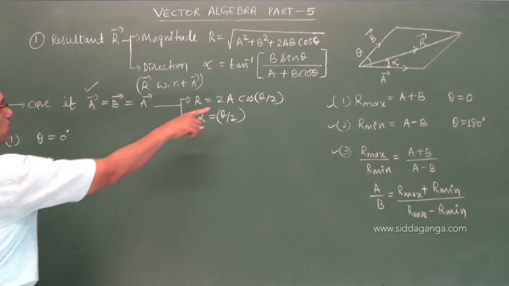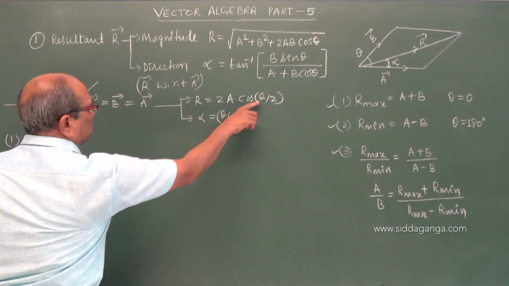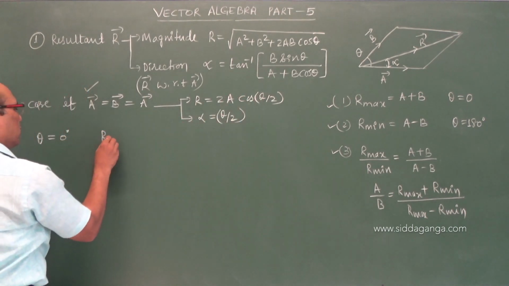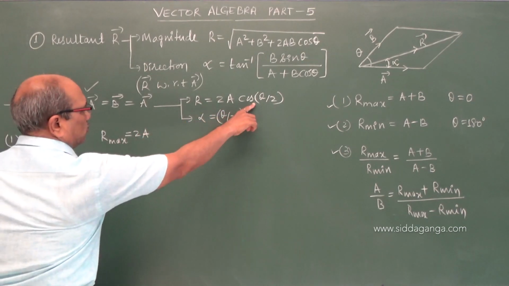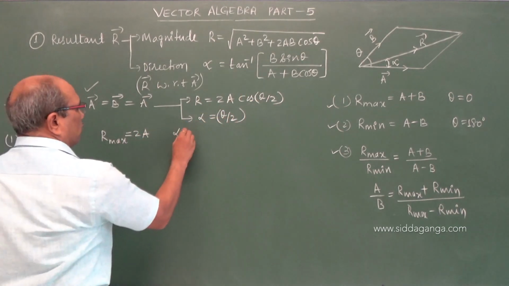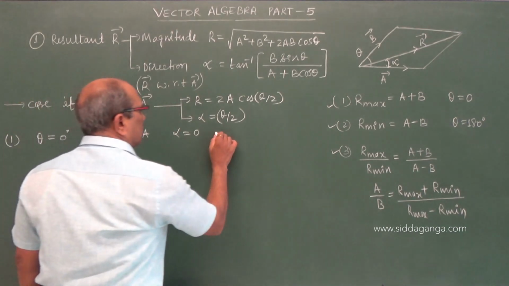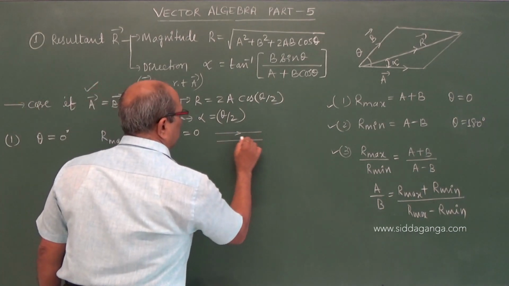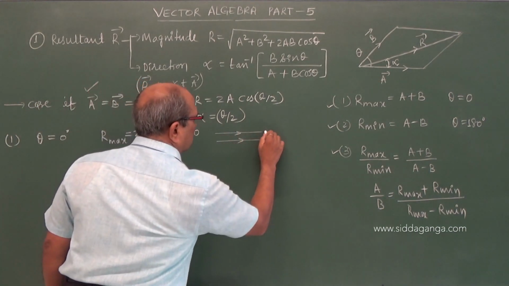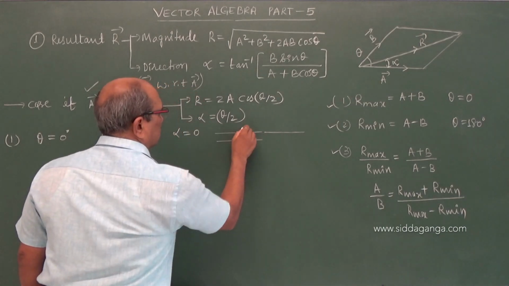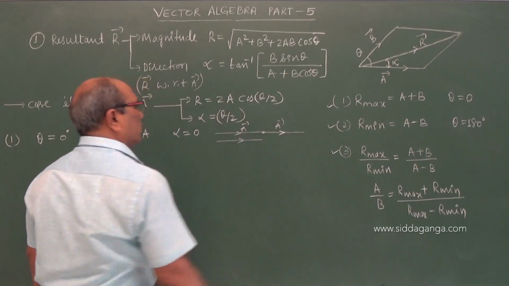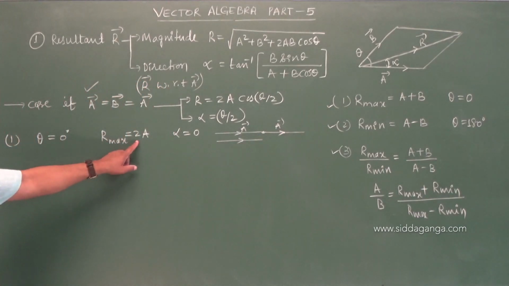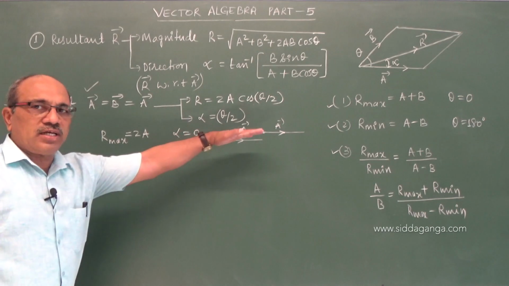When theta equal to 0, cos 0 is 1, R becomes maximum, equal to 2a, because cos 0 is 1, and alpha is 0. That means both have equal magnitude. When they are joined here, I shift this a and a, the magnitude will be doubled, 2a. And alpha 0 means they act in the same direction.